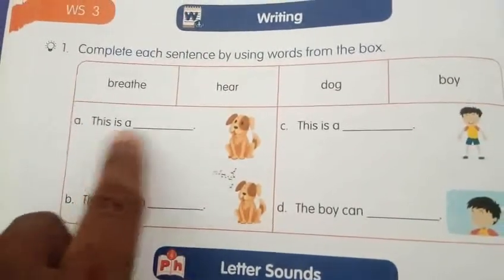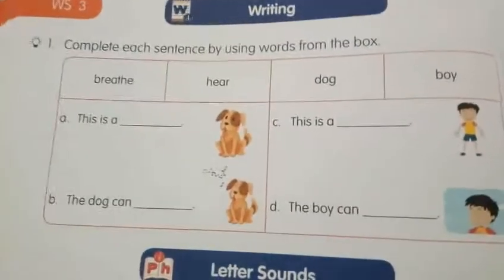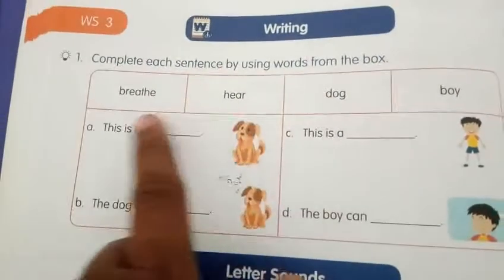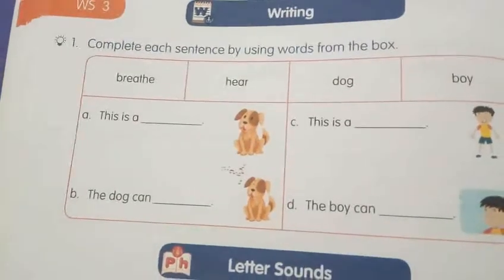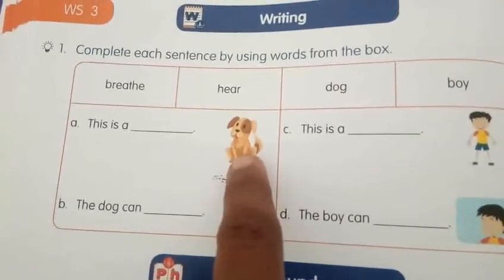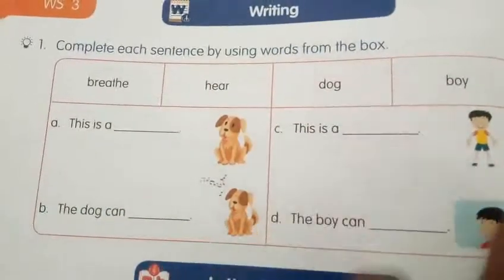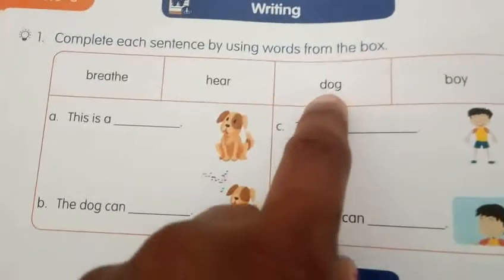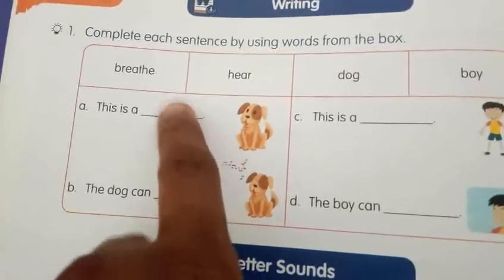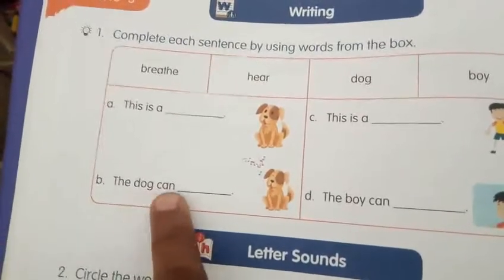This is a dash, right? See here, I can see the picture of a dog. Now I will check the words in the boxes and see if anything matches. I will fill in the blank with the word after that. What is the picture? Dog. Now I will check here, is there any related word? Yes, dog. What is the answer? Dog. So now I will write the word here, dog.